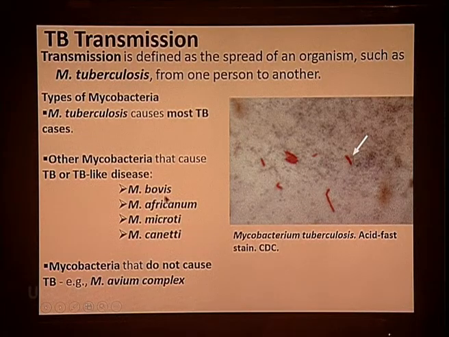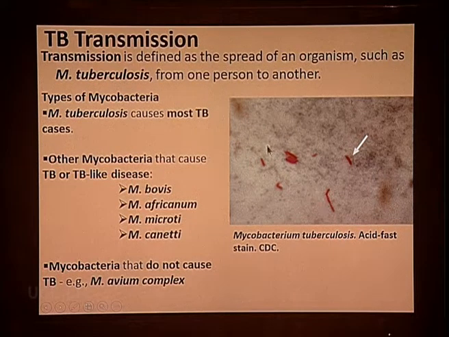Now, the transmission of tuberculosis, that is, spread from one person to another, is of course mediated by the causative agent Mycobacterium tuberculosis, which causes most of the TB cases. There are other mycobacteria that cause TB, or I should say TB-like disease, like Mycobacterium bovis, Mycobacterium africanum, Mycobacterium microti, Mycobacterium canettii, etc. Here, this is an acid-fast stain image of Mycobacterium tuberculosis.